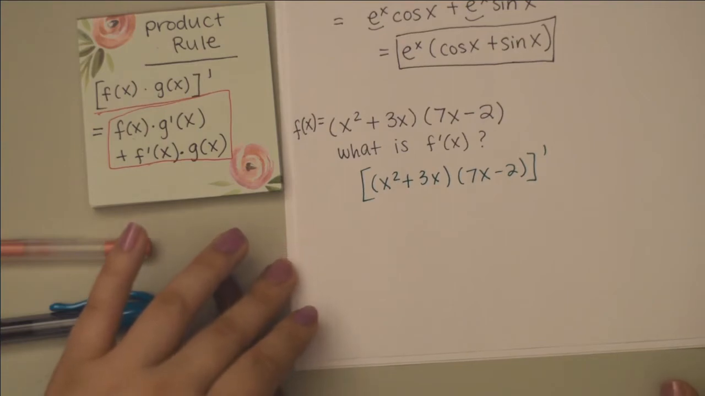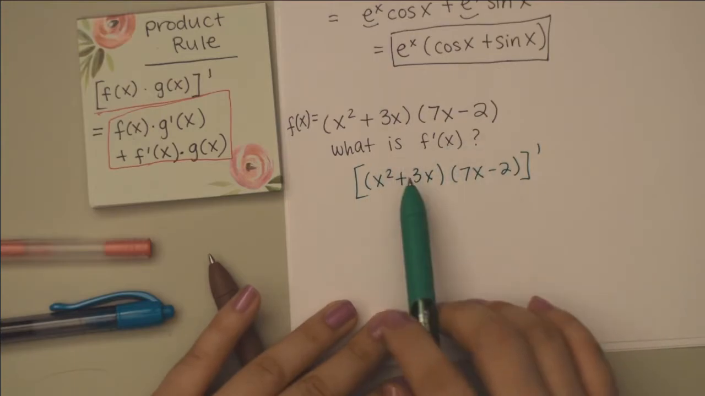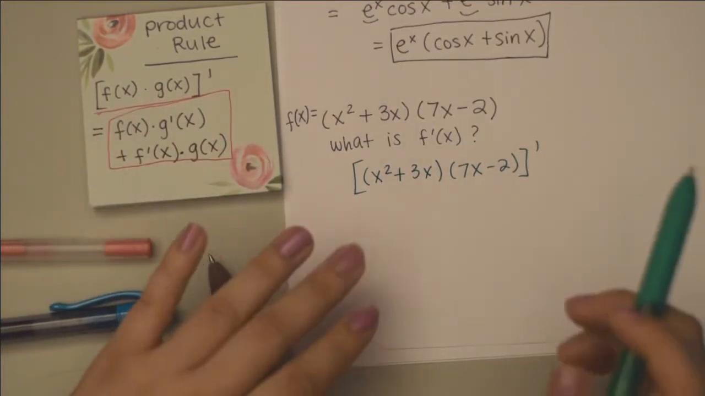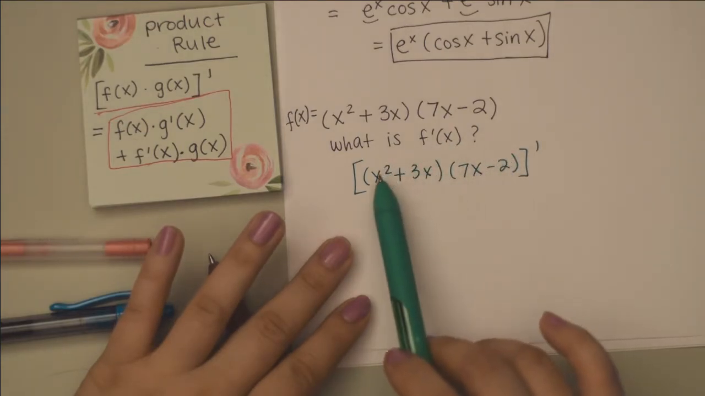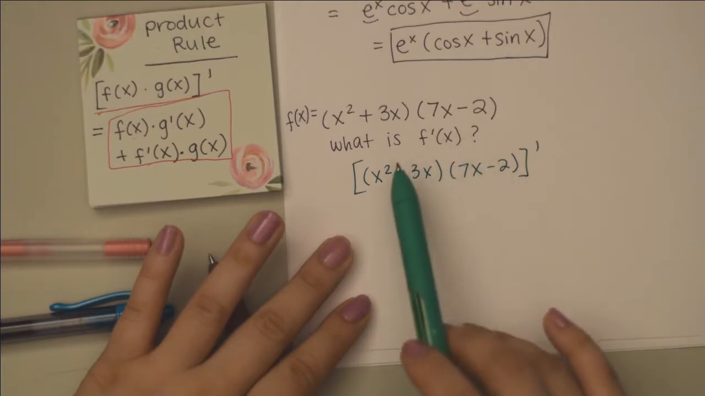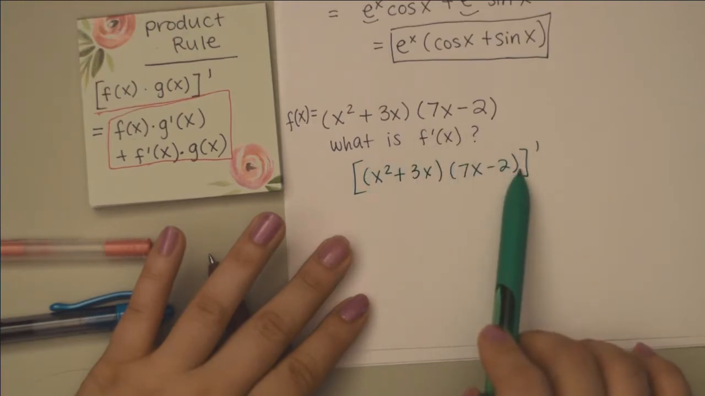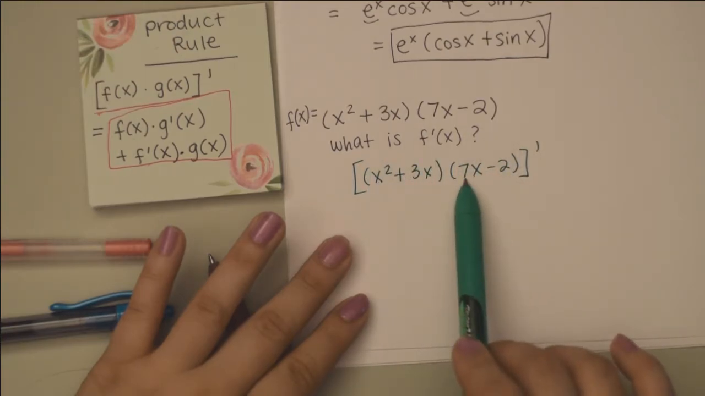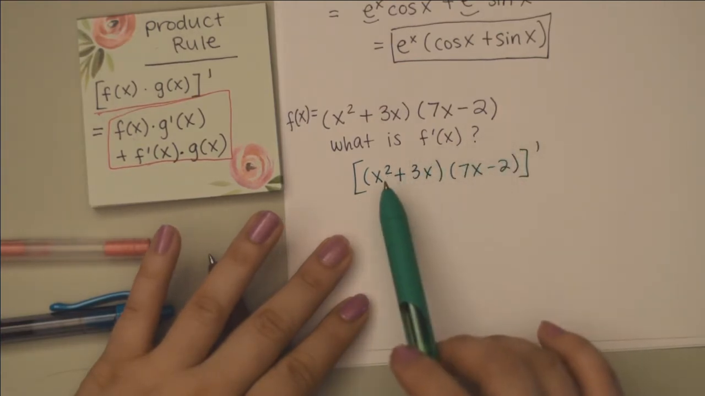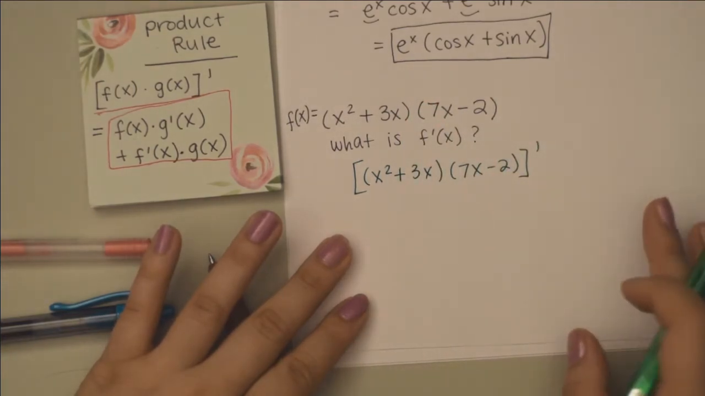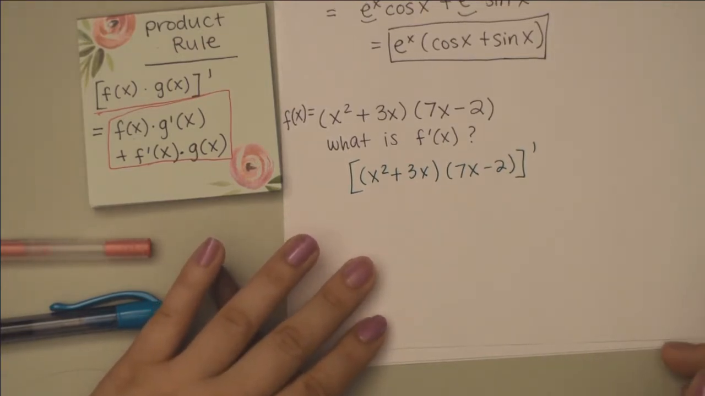So, one thing I would point out here is it's very possible, in fact it might even be easier depending, but you can FOIL this out to get a polynomial. So you could do x squared times 7x is 7x cubed, minus 2x squared plus 21x squared, and combine those, and then a negative 6x. And then take the derivative of each piece and combine, like you normally would for polynomials.